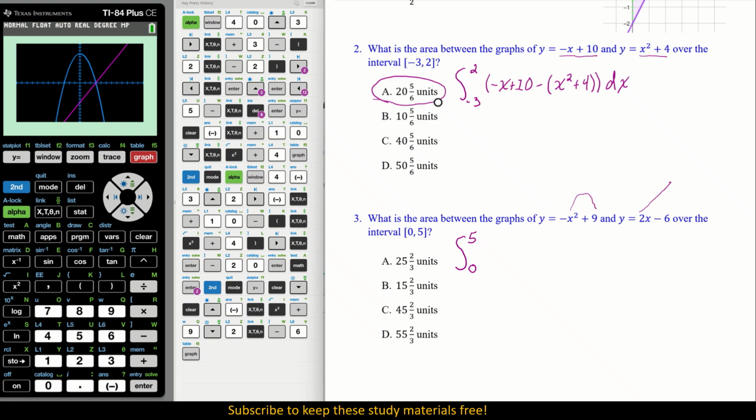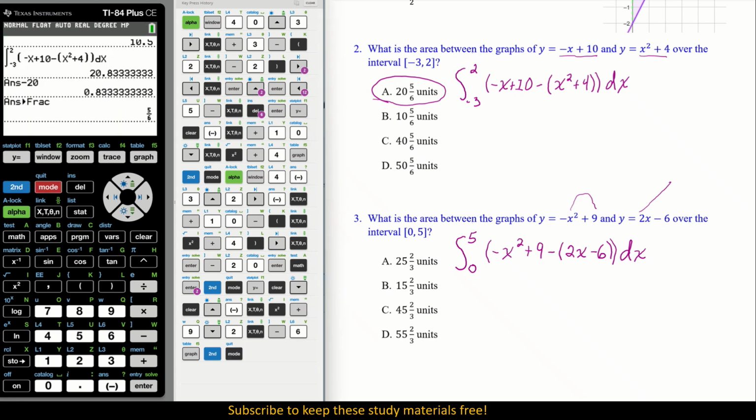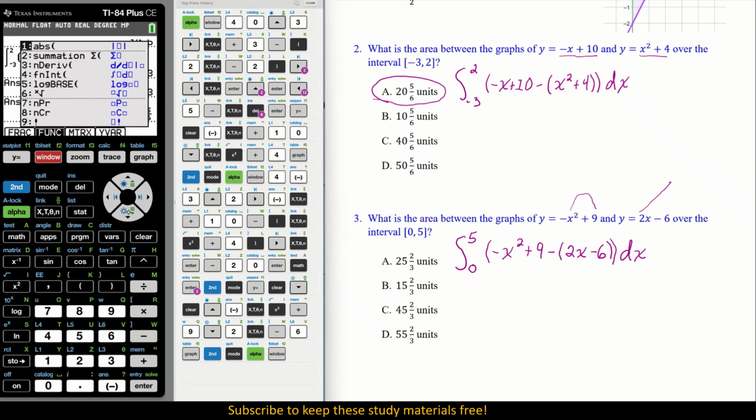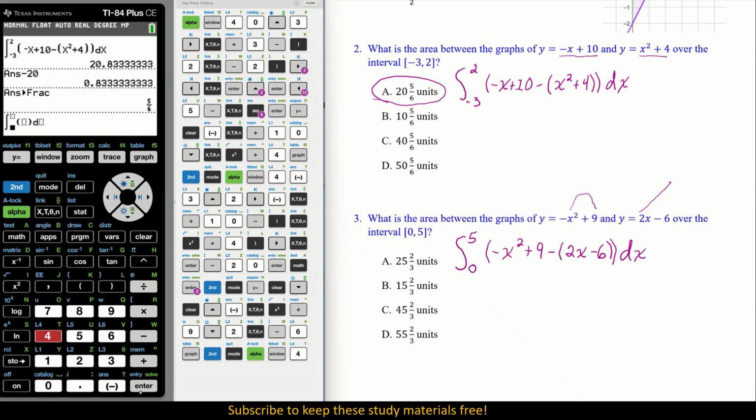Okay, that looks good. From 0 to 5. I was just double checking because there'll be some other situations coming up that I'll have to tell you about. Okay, so we have that. So then subtract the 2x minus the 6 and the dx. Okay, all right, so back out second mode. Okay, now alpha window. And we need number 4 again.